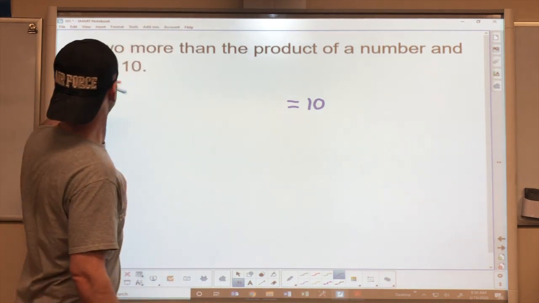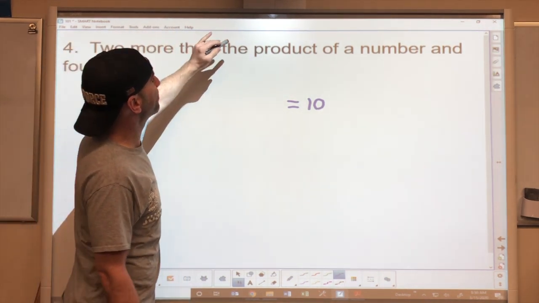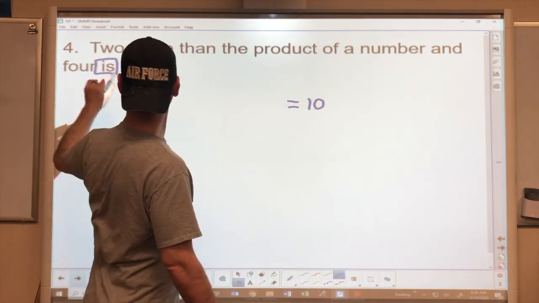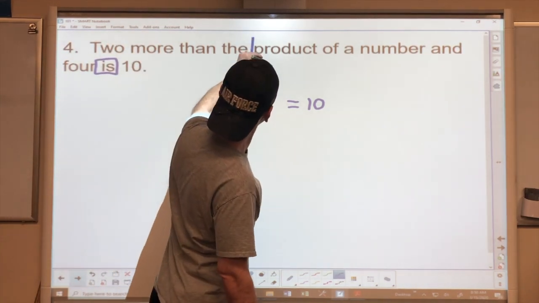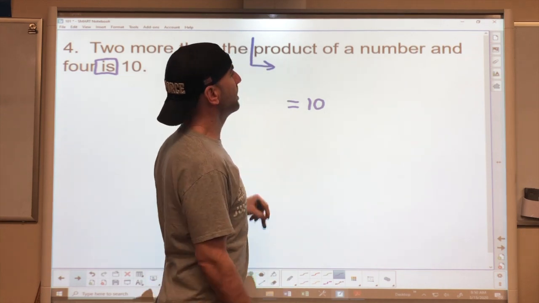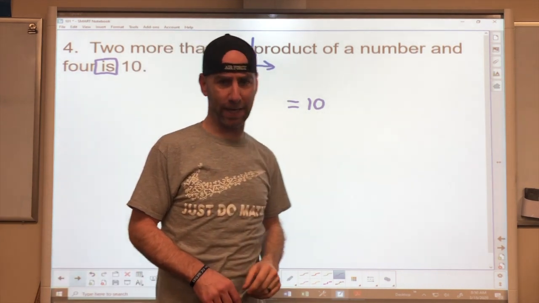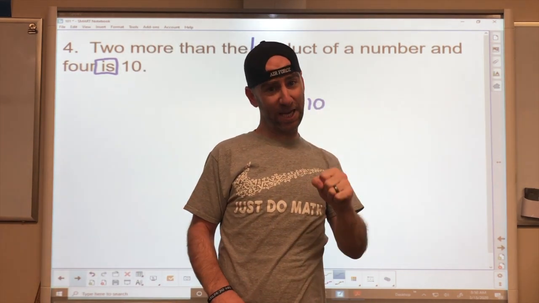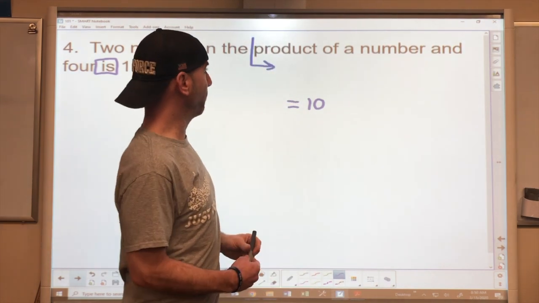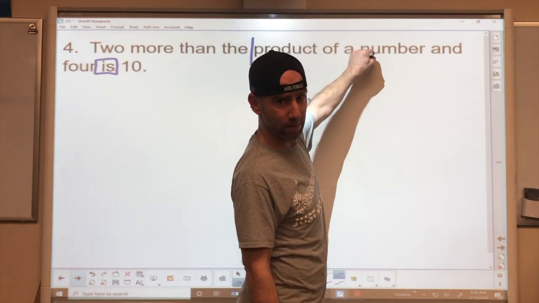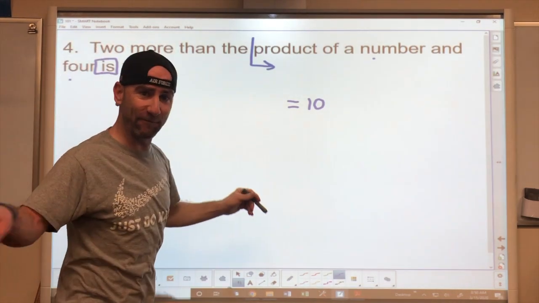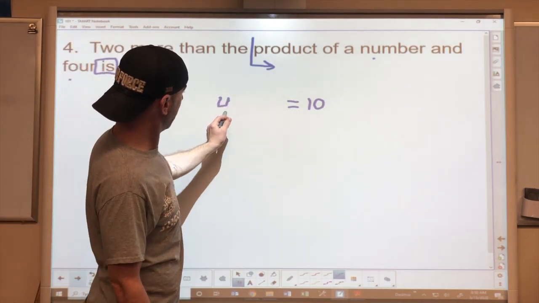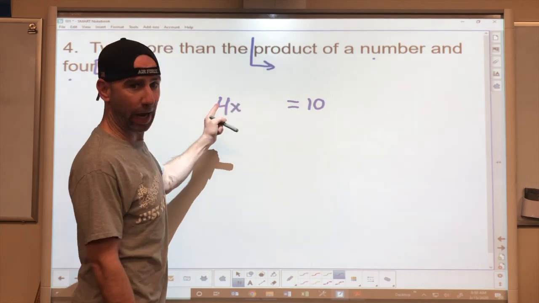Okay, now, remember the whole backwards thing I told you about? Here we go. 2 more than the product of a number and 4. Okay, so we're going to start here. The product of a number and 4. What does product mean? Multiplication. So what are we multiplying? Well, we're multiplying a number and 4. So we're going to write that down first. So 4x. 4 times the number.